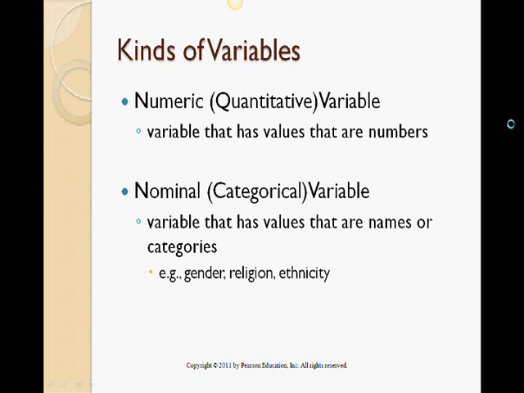Now we can also have different types of variables, and these are important to know because the type of statistic that we use is going to depend on the kind of variables that we are looking at. And variables are divided into numeric or quantitative, and these are variables that have values that are numbers.